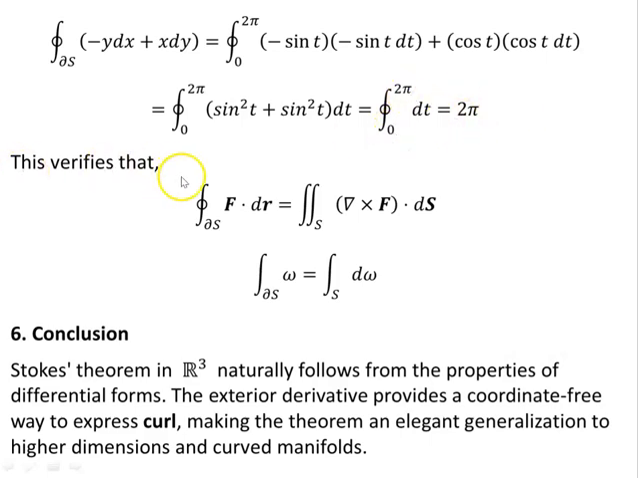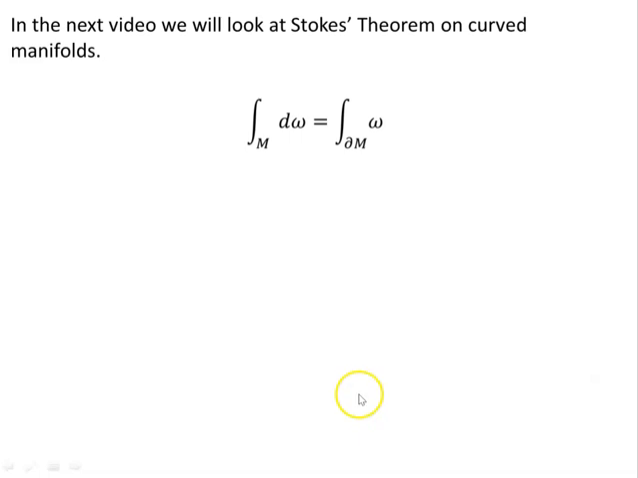And this verifies that the integral over partial s of f dot dr, the integral around the boundary of f dot dr, is equal to the integral of the curl of f dot ds, which is the flux of the curl over the surface s. And it just shows that the integral of omega around the boundary is the integral over the surface of d omega. So Stokes theorem in R3 naturally follows from the properties of differential forms. The exterior derivative provides a coordinate-free way to express curl, making the theorem an elegant generalization to higher dimensions and curved manifolds, which we shall be looking at next.